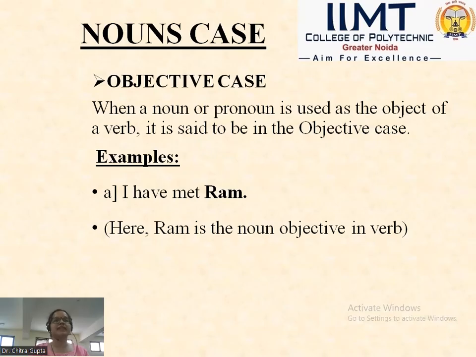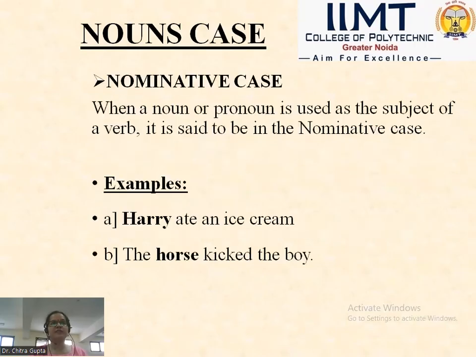Second, in the noun cases, the second one is the objective case. When a noun or pronoun is used as the object, like the sentence has two parts, the first part is the subject and the second part of the sentence is the object. So when a noun or pronoun is used as the object of a verb, it is said to be in the objective case.